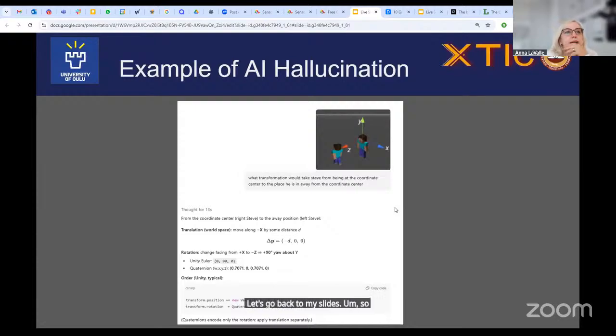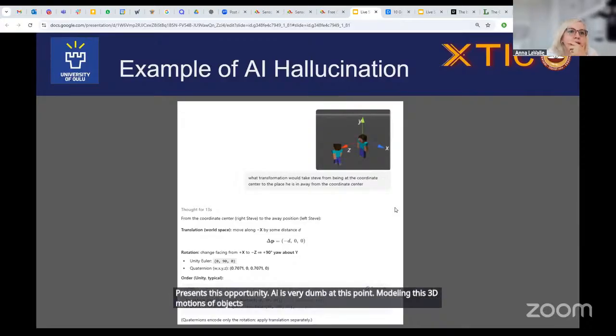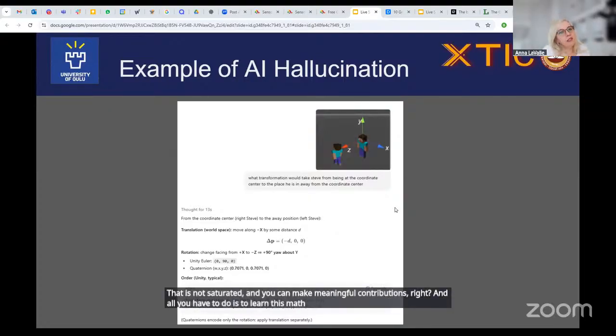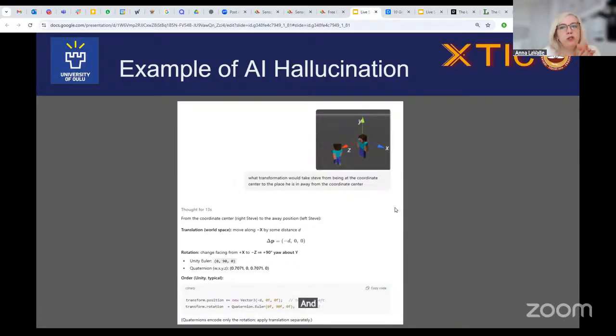So this really presents this opportunity. AI is very dumb at this point, modeling the 3D motions of objects in 3D. And you will be the future, right? So you are starting in a field that is not saturated and you can make meaningful contributions, right? And all you have to do is to learn this math, which is not easy, but 3D math is your friend. And we teach you that in this course.